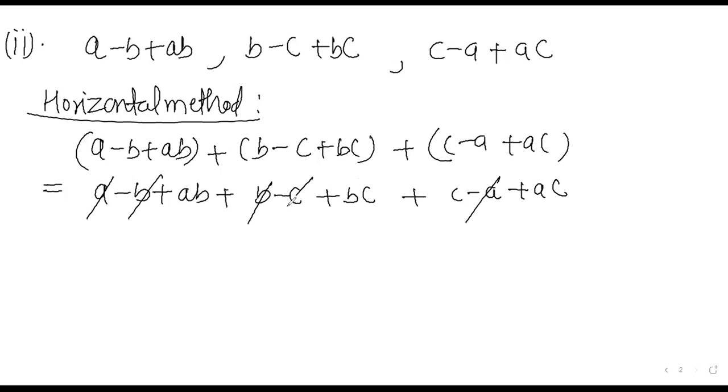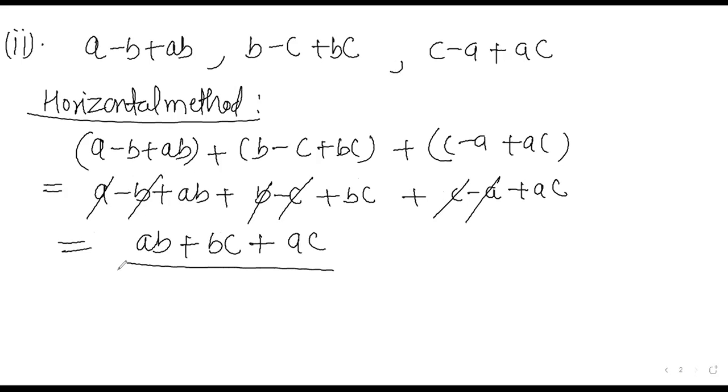B cancel out and C also cancel out. So what is remaining? AB plus BC plus AC. This thing will be remaining. This is horizontal. Now, if I am talking about vertical method, then how will you follow it for the same question?